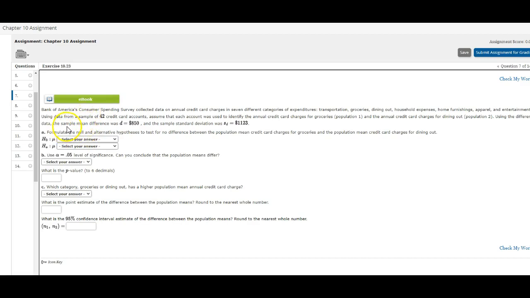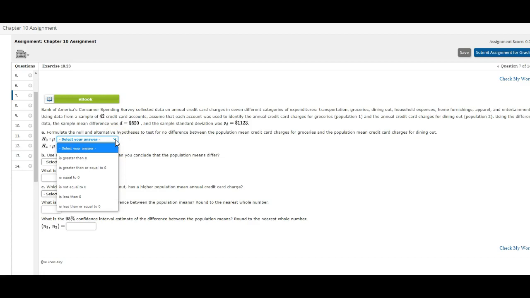They give us the sample mean difference, which implies that this is a matched sample, which means we're looking at what people spent on groceries and what those same people spent on dining out. And the average of those differences is 850. Standard deviation, 1123. So we want to formulate a hypothesis test for no difference between the population means.